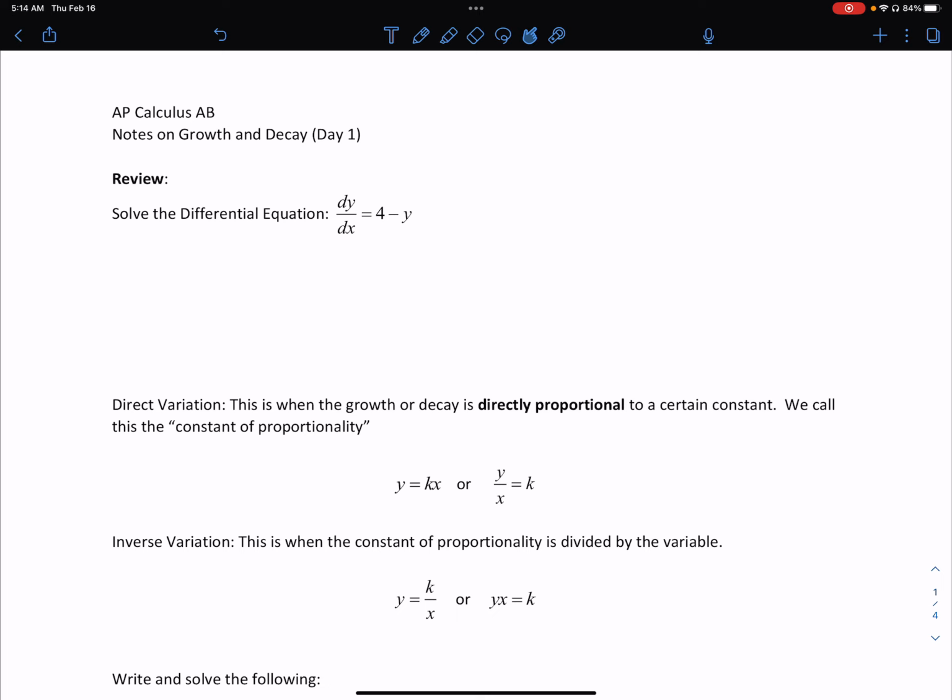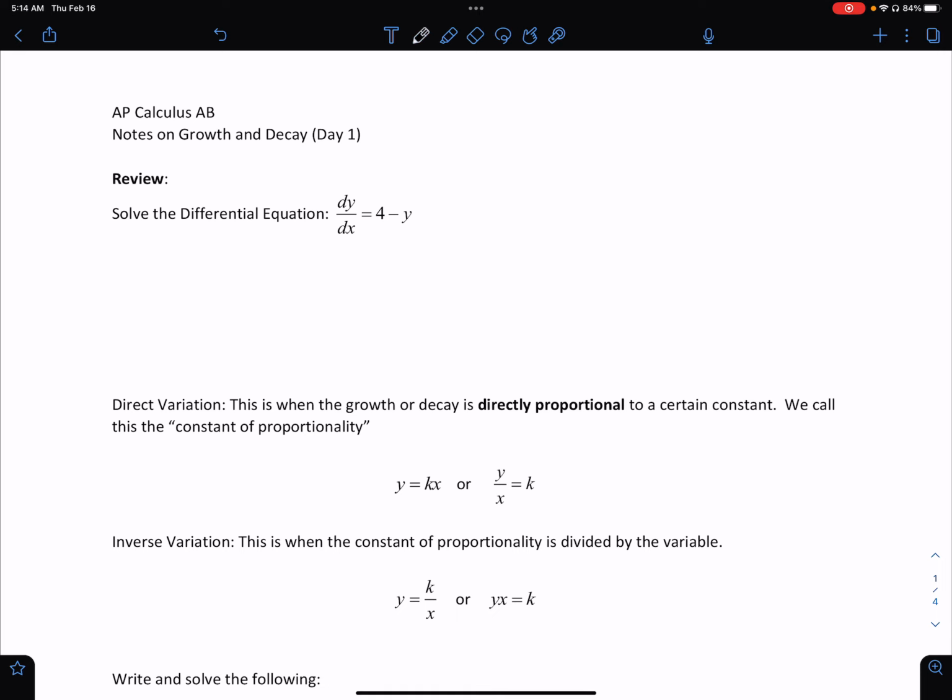Hello, welcome back. Today we're going to talk about growth and decay. This is a continuation of what we've been talking about in terms of solving differential equations. Matter of fact, let's take a look at the first example. It's just a review. We want to solve this differential equation right here: dy/dx equals 4 minus y. We're going to be doing a lot of these today, so let's take a look.